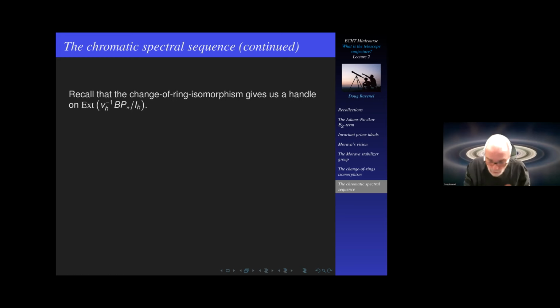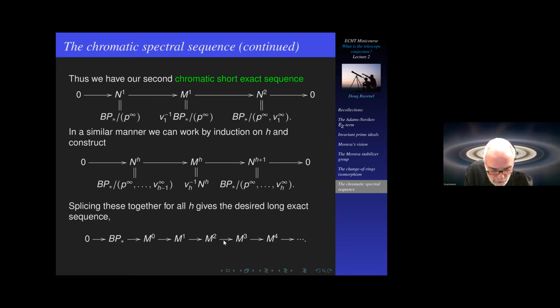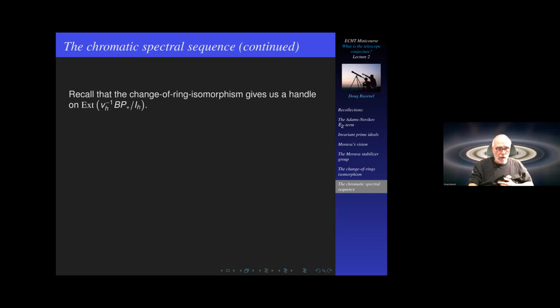Now, in order to use this, we need to calculate the Ext groups associated with these fancy comodules. So how do we do that? Now, remember the change of rings isomorphism that I mentioned a few slides ago. The change of rings isomorphism says that this guy is essentially the cohomology of the Morava stabilizer group, which is something we have ways of computing.